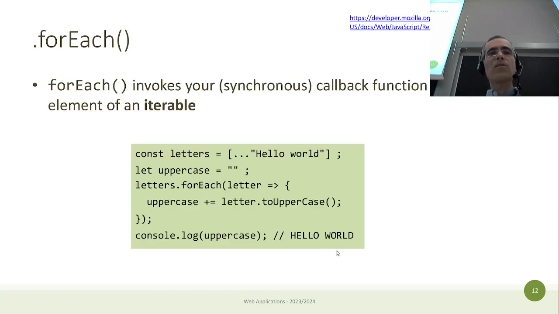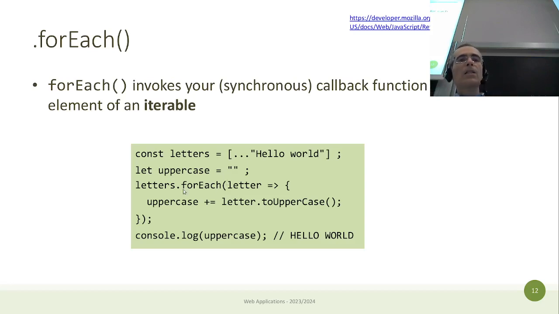For each one of these functions, there's a slide that specifies how to use it. So, the forEach invokes, so calls your synchronous callback function once for each element of an iterable object. So in short, you can use it on arrays, but not only on arrays, there are other objects in JavaScript which are iterable, and typically the other objects that you often use are strings. Basically, they are not actually arrays of objects because they are primitive type, but they behave in a certain way like arrays for some aspects. Like if you need to iterate over the single characters and so on.